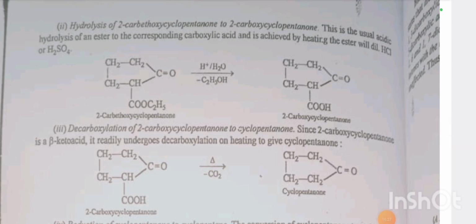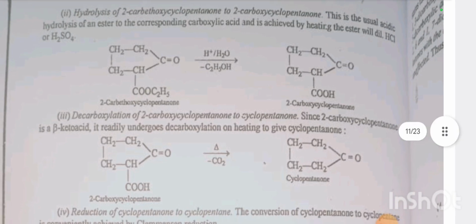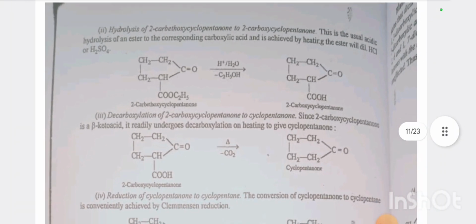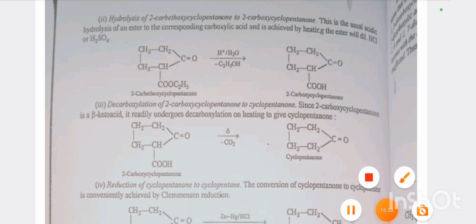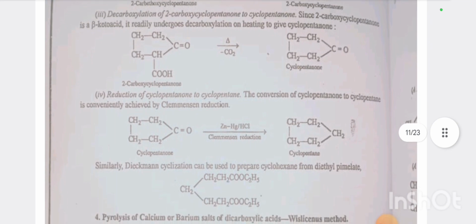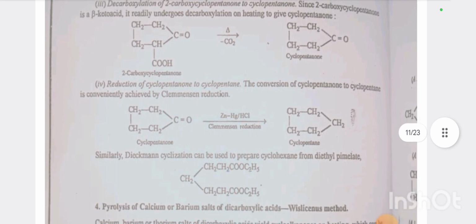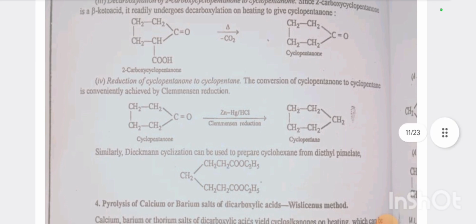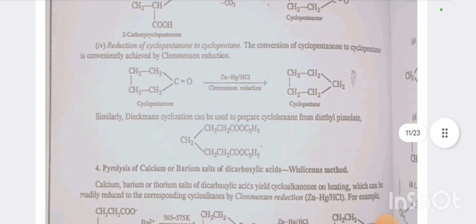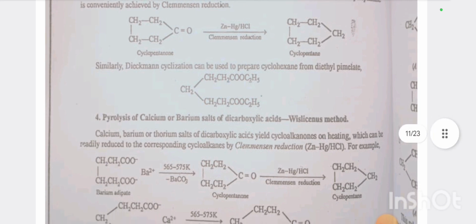Hydrolysis of 2-carbethoxycyclopentanone to 2-carboxycyclopentanone. This is the usual acidic hydrolysis of an ester to the corresponding carboxylic acid, achieved by heating the ester with dilute HCl or H2SO4. Decarboxylation of 2-carboxycyclopentanone to cyclopentanone. Since 2-carboxycyclopentanone is a beta-keto acid, it readily undergoes decarboxylation on heating to give cyclopentanone. The reduction of cyclopentanone to cyclopentane is conventionally achieved by Clemmensen reduction. Similarly, Dieckmann cyclization can be used to prepare cyclohexane from diethyl pimelate.